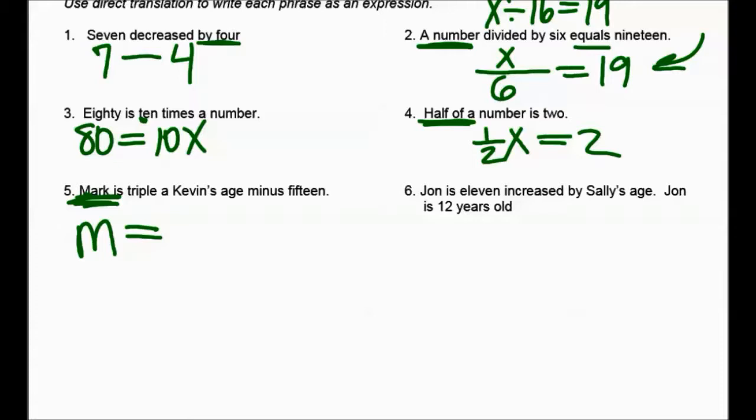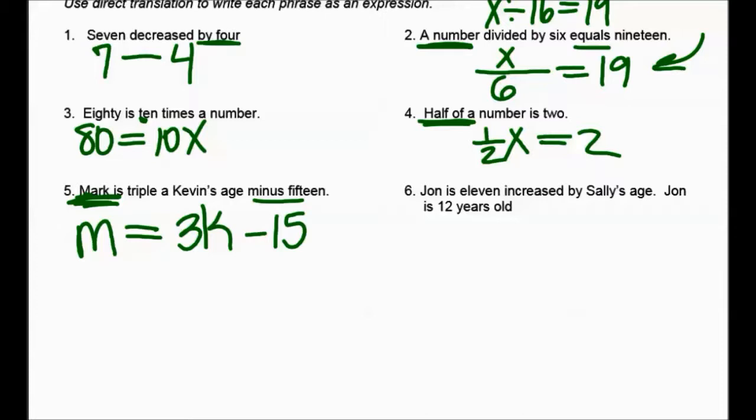Do we know how old Kevin is? No. So Kevin is going to be another variable. So it's 3 times Kevin. Okay? So 3 times K and then minus 15. So Mark is 3 times Kevin minus 15. Okay? If you don't understand that, rewind and listen again.